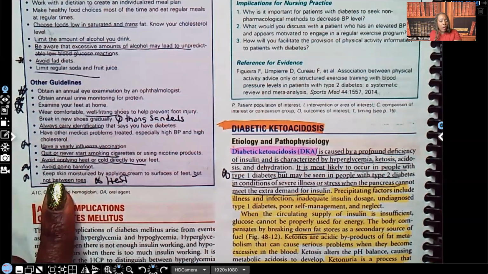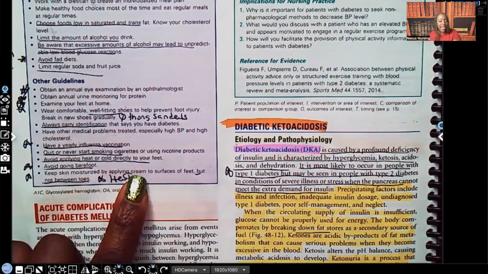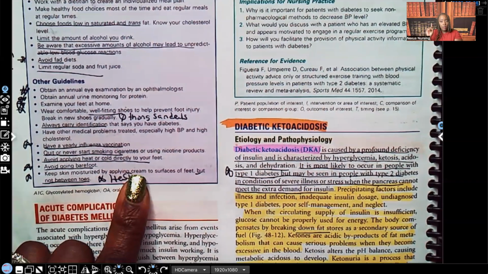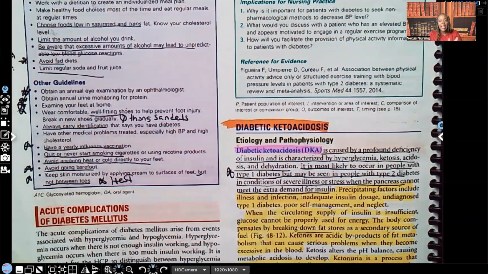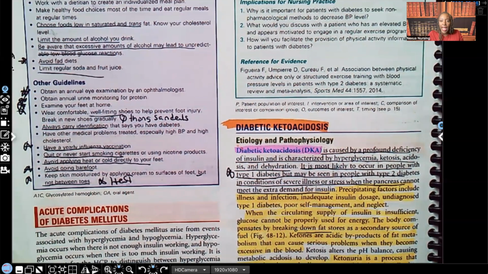Look at this. You want to keep the skin moisturized by applying cream to surfaces of the feet. Why? I want you to think about it. If that foot is dry, they've got cracks all over the heel, what do you think is going to happen? It's going to break open because it's so dry. And as soon as it breaks open, bacteria and all types of pathogens are going to creep in. So we want to keep that foot moisturized so it doesn't crack. So there's no entranceway for the bacteria.